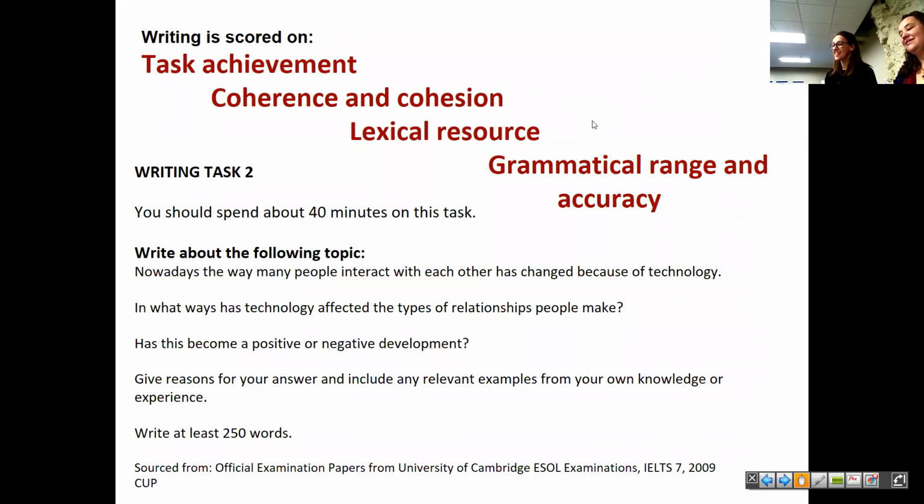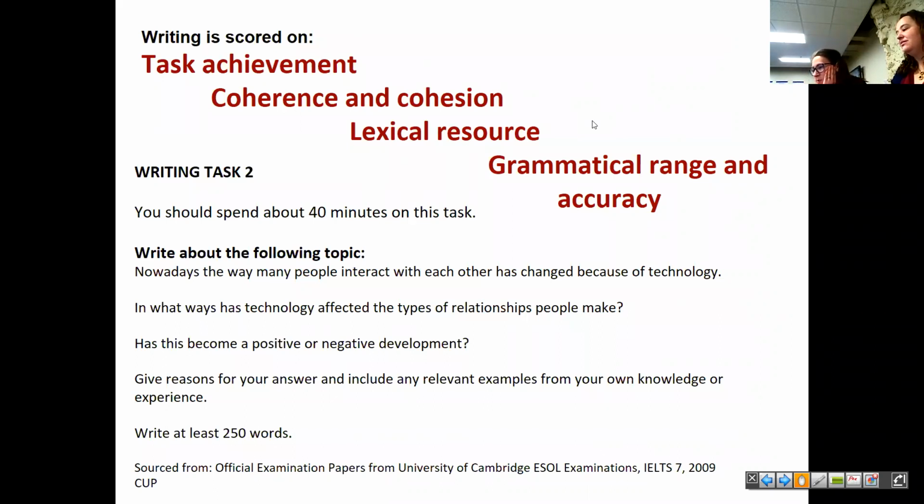Would anybody else like to share their expectations as they relate to their own courses they teach? Any Zoom people want to chime in? Okay, we've got a question.